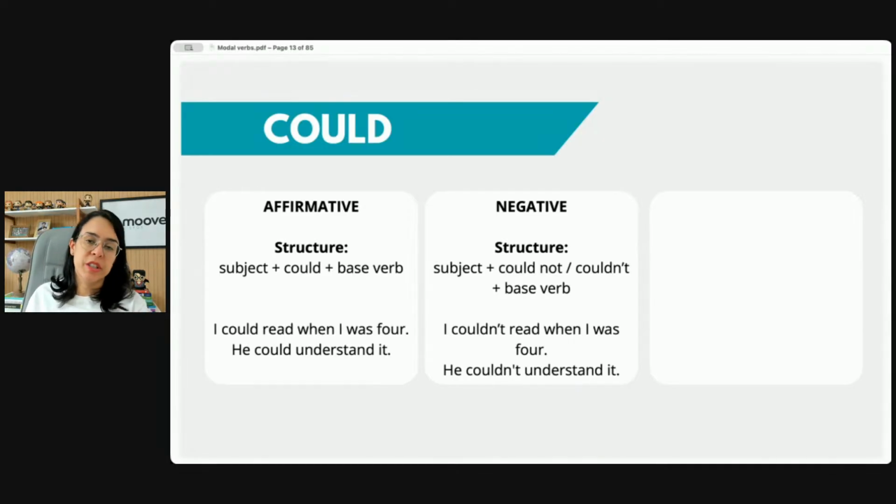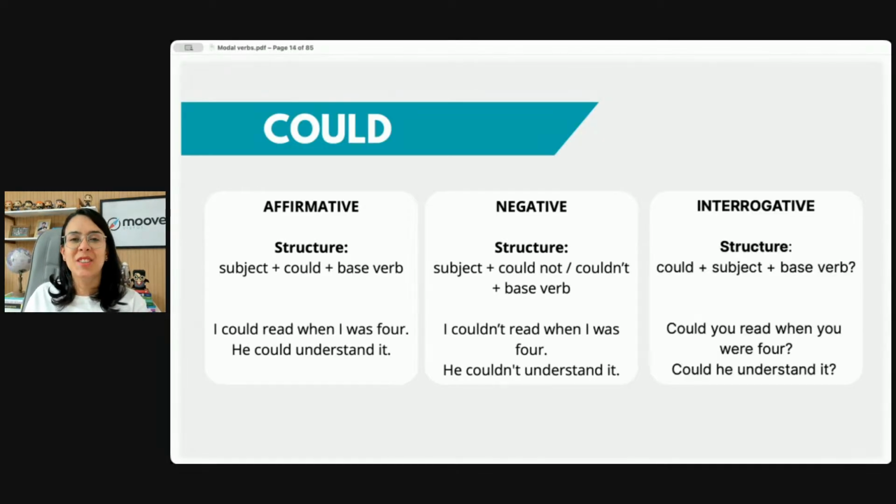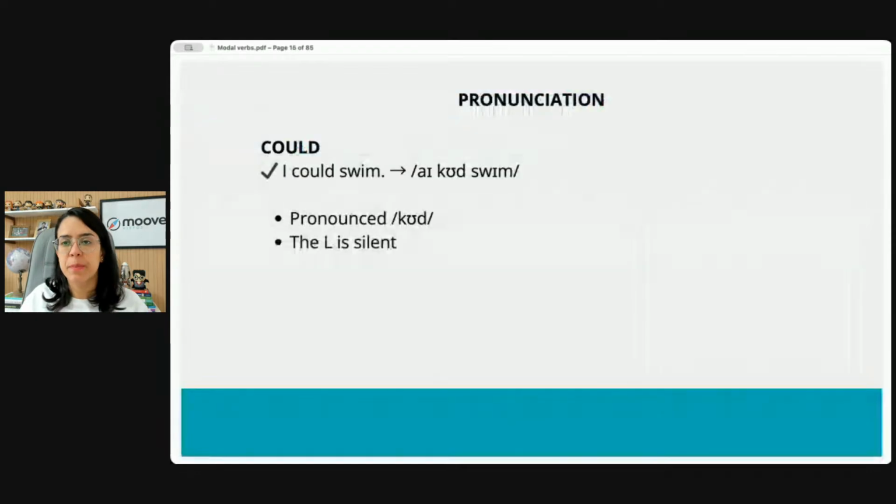He couldn't understand it. And in the interrogative form, could plus subject plus verb in the base form. So could you read when you were 4? Could he understand it? So it is easy peasy to use could. Could is the past of can in this situation here when we are talking about ability.